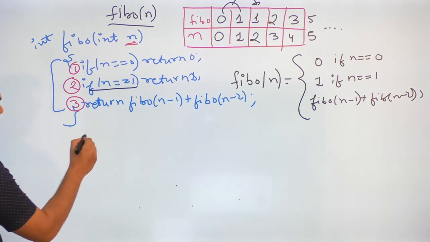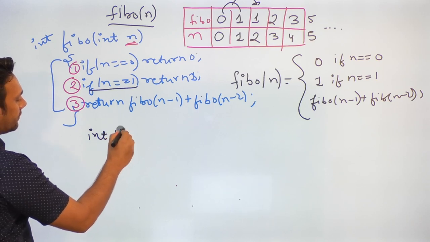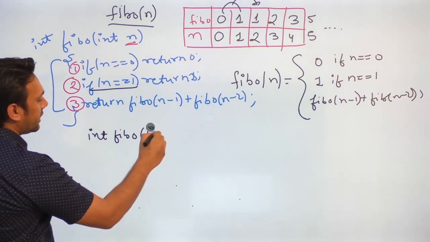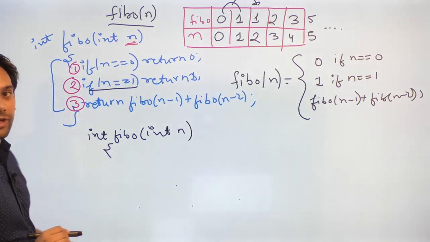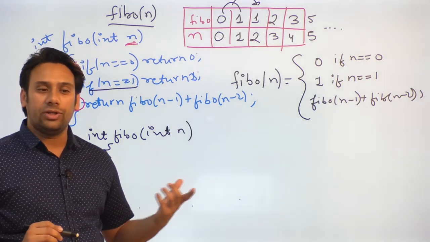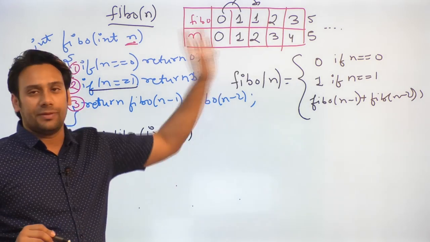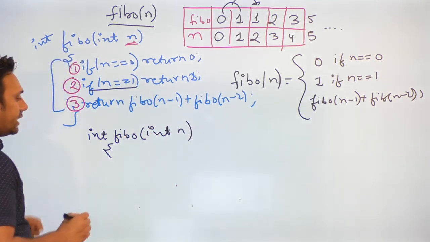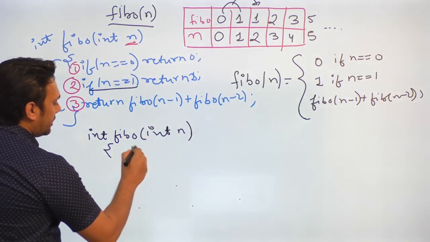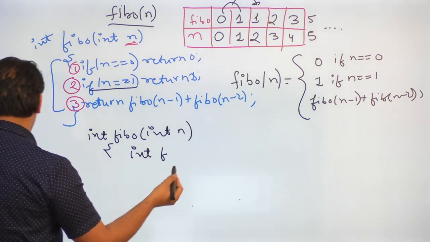I can say, if I want to find a Fibonacci, I can say integer Fibonacci of a number which is integer n. So I already know what is the value of Fibonacci of 0, I already know what is the value of Fibonacci of 1. And then I want to remember all of these previous values. So I'm going to create an array here. So let us assume that I can create an array here. So I have integer, let us suppose the array is A.